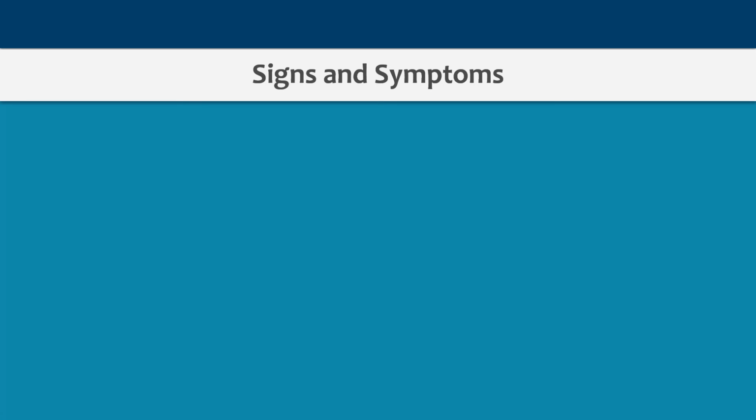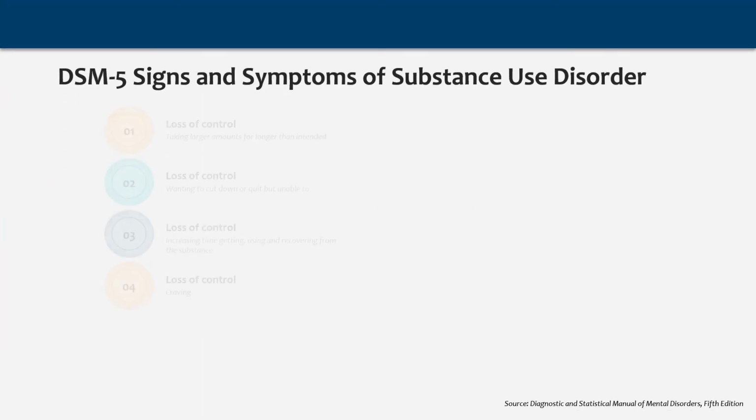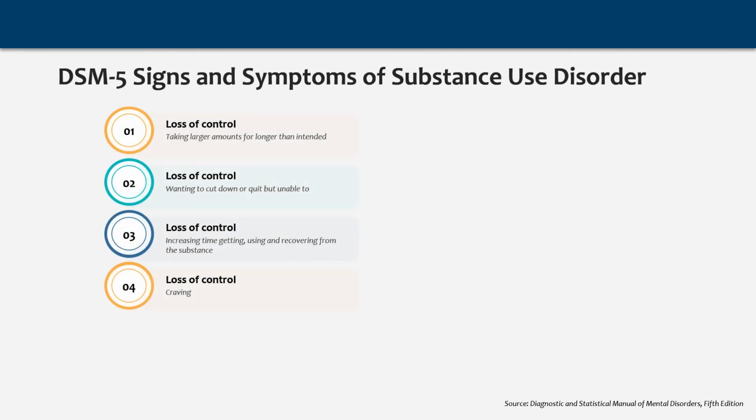A review of signs and symptoms. The DSM-5 states that in order for a person to be diagnosed with a disorder due to a substance, they must display 2 of the following 11 symptoms within 12 months. Signs 1 through 4 are related to loss of control: taking larger amounts for longer than intended, wanting to cut down or quit but being unable to, increasing time getting, using, and recovering from the substance, and craving.